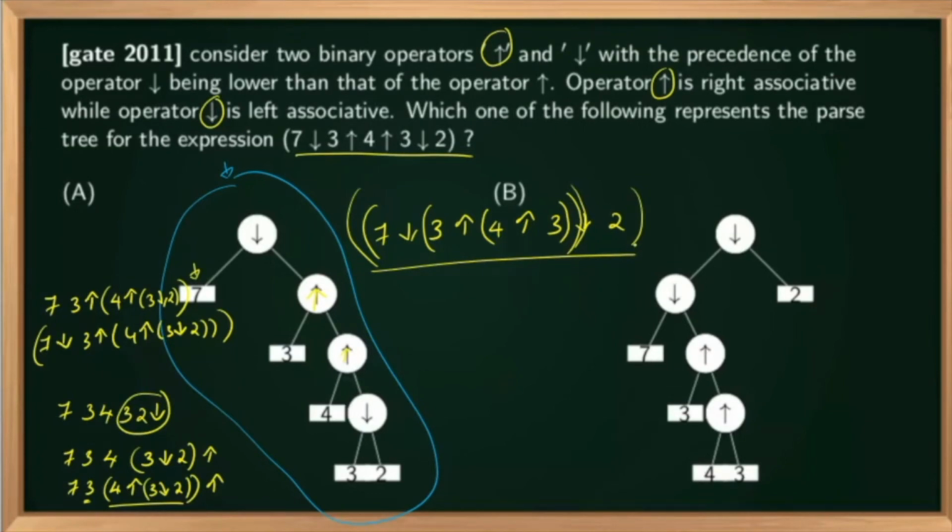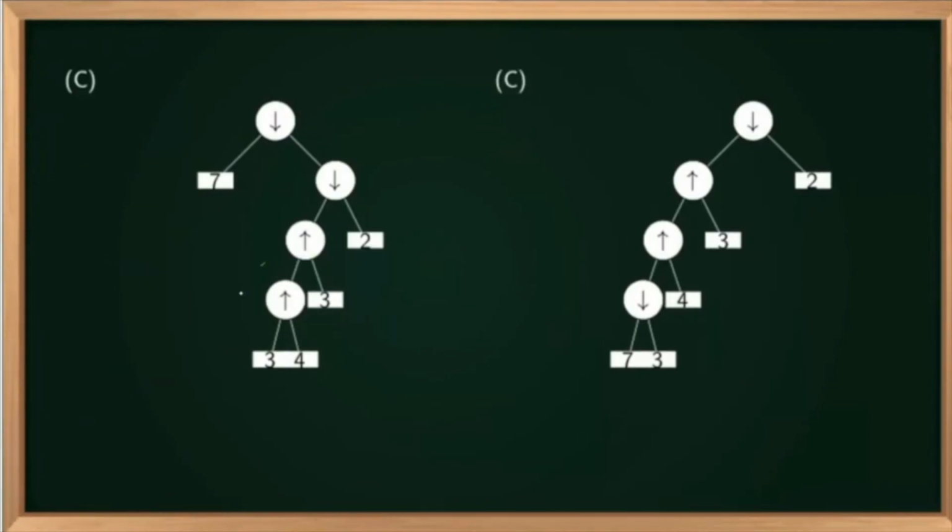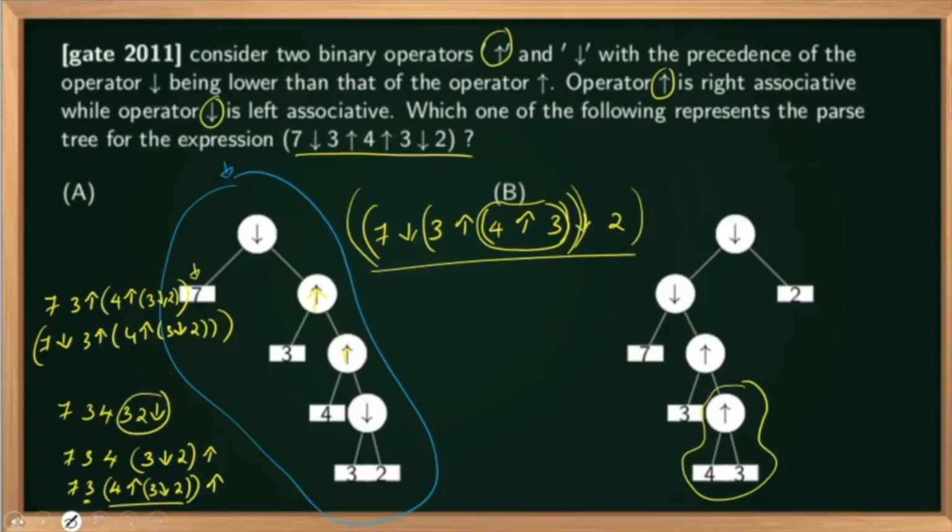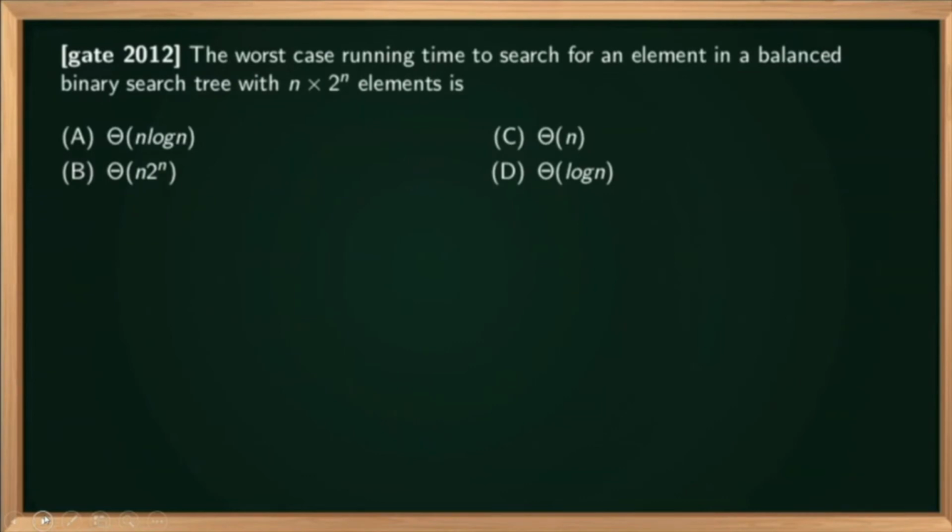Okay. Now if you see, we have a 4 up arrow 3 operation that needs to be done. Here if you see, there is no 4 up arrow 3. Here if you see, we have a 4 up arrow 3. Okay. And if you see this choice, we don't have a 4 up arrow 3 node. Similarly here also you don't have. So the answer should be, I will give you 60 seconds.